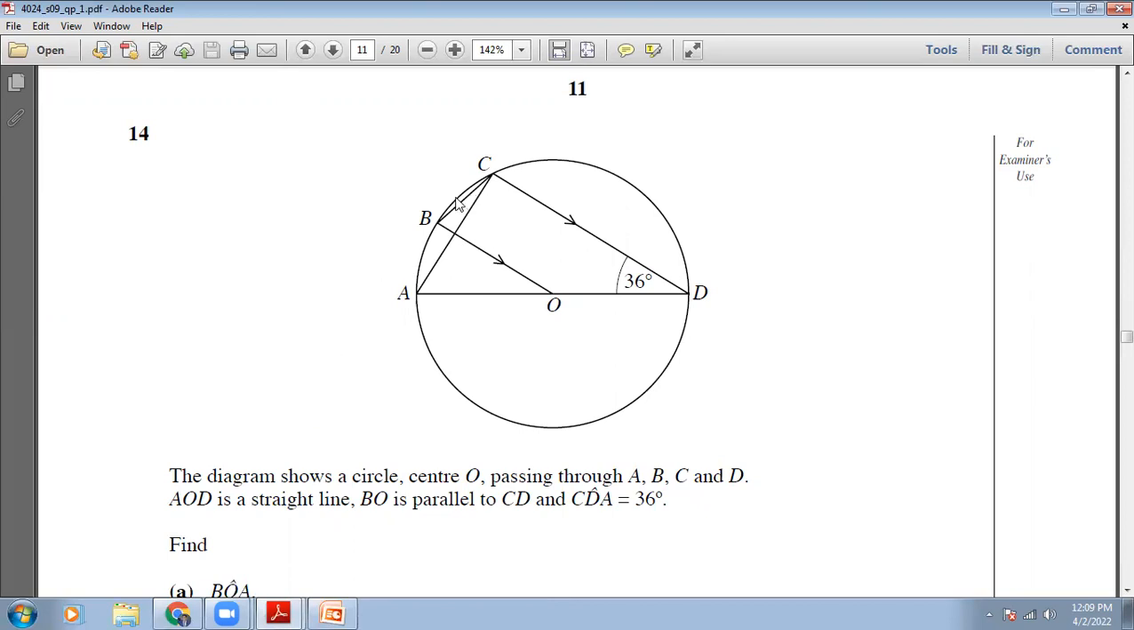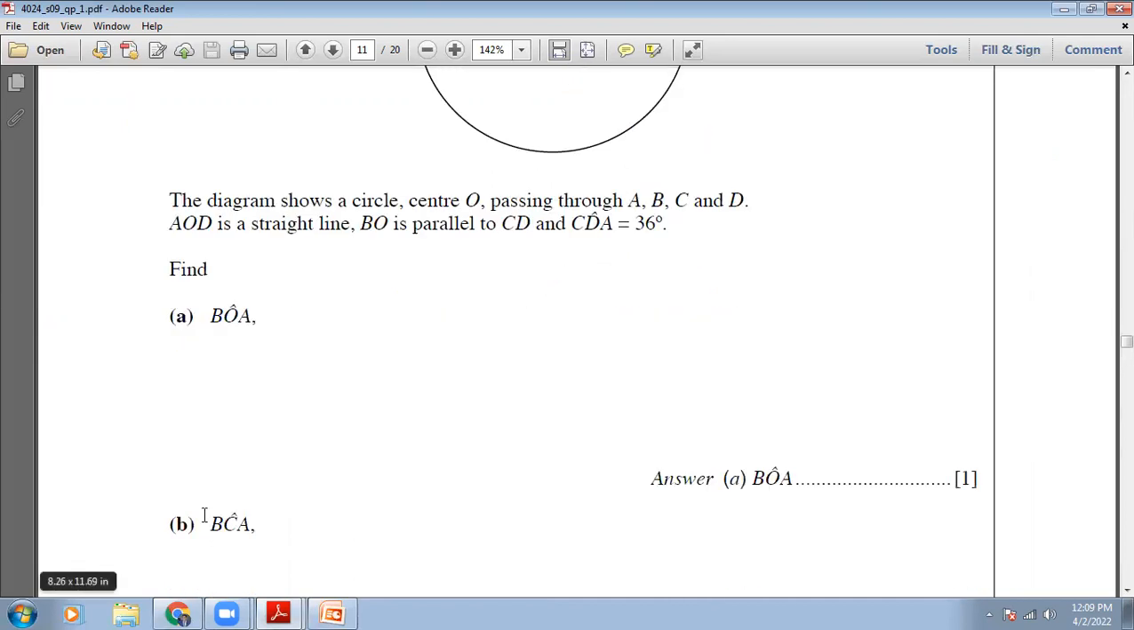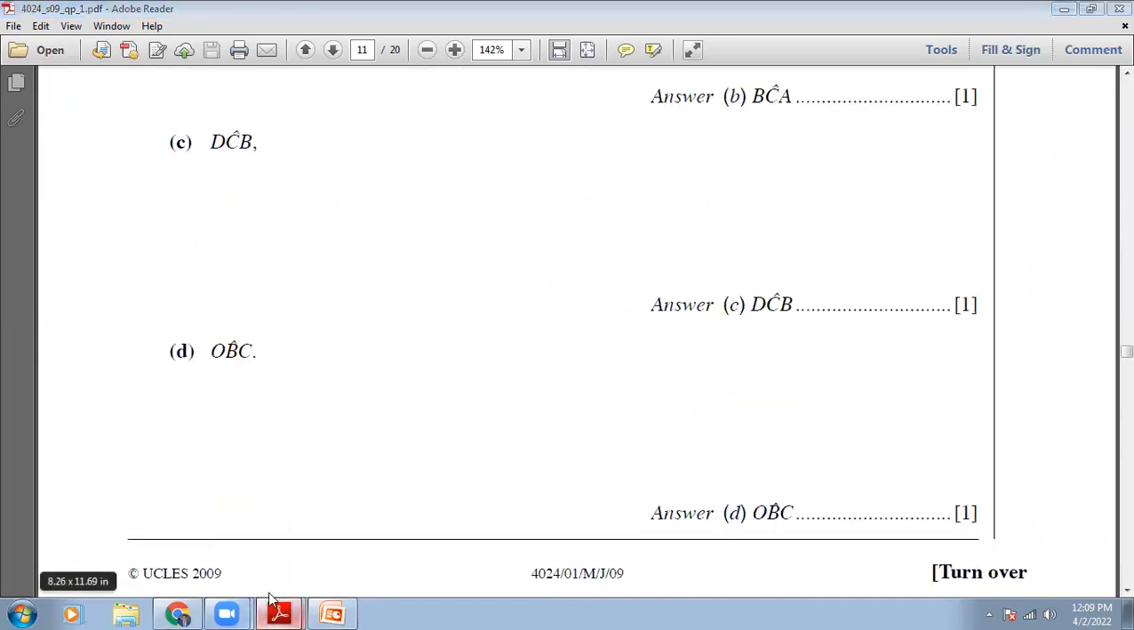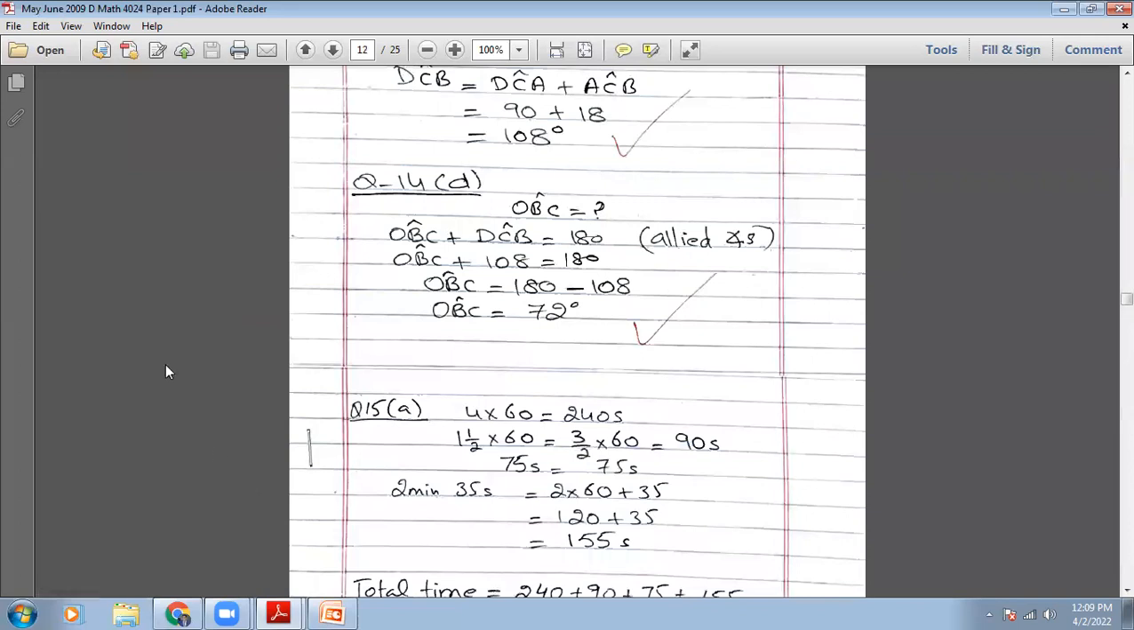You know this whole angle? 108. And this angle OBC will be allied angle because these are parallel lines. So OBC plus DCB will be equal to 180 because they are the allied angles of the parallel lines. So OBC plus 108 equals 180. So OBC equals 180 minus 108, and that will be 72.